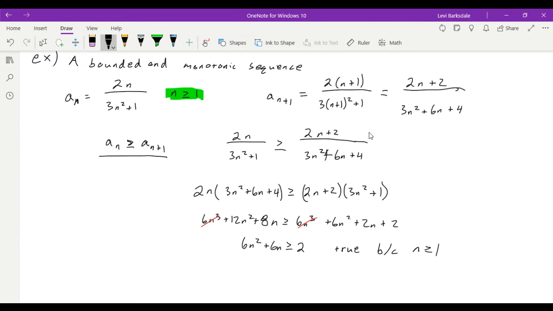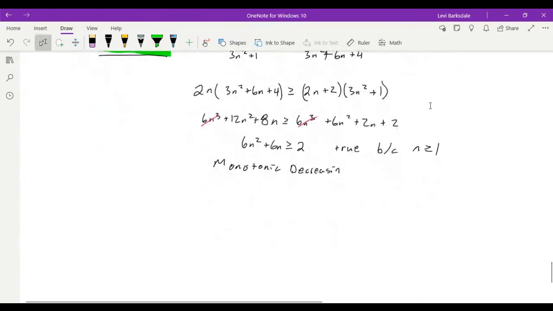And from here, it's pretty straightforward. Because this 2 is constant and n is always positive, well, my lowest value of n would be 6 plus 6 gives me 12 when n is equal to 1. So clearly 12 is bigger than 2. So we can say that this is monotonic decreasing. And it all started out with this inequality that came from our definition of being monotonic decreasing. Every current term is bigger than the next term.